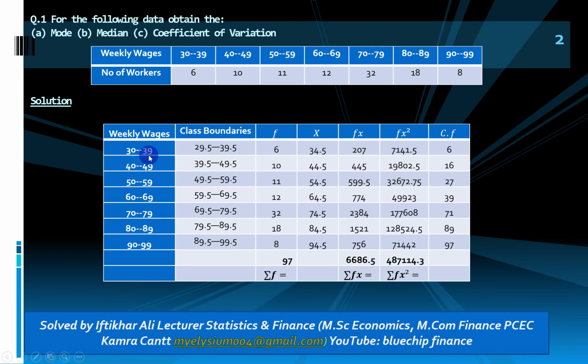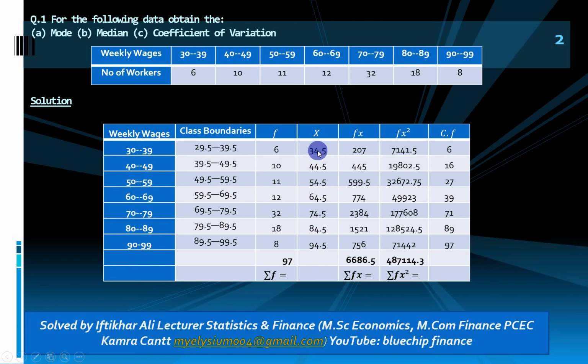As you are seeing here, the upper limit of the first class and the lower limit of the second class are not equal, and so on. So we will have to take the class boundaries. The method is very simple. 40 minus 39 divided by 2 equals 0.5. So 0.5 must be subtracted from the left side and added to the right side, and the result will be the class boundaries.